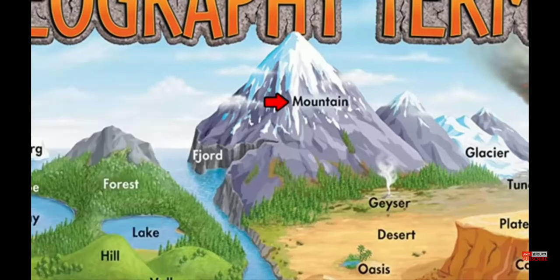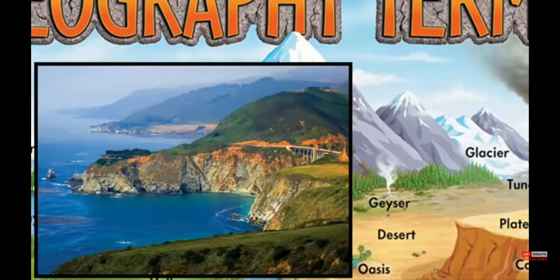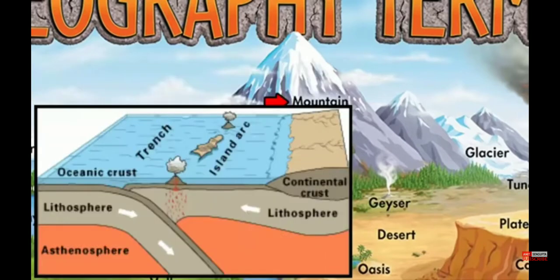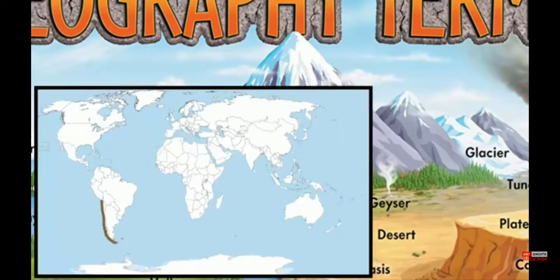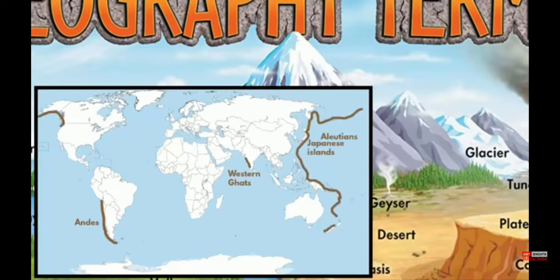You will also find many mountains near coastal areas. These are formed when heavy oceanic plate collides with a lighter continental plate. The oceanic plate sinks beneath the lighter continental plate, which results in coastal mountain ranges like the Andes, Western Ghats, the Aleutians, and the Southern Alps.